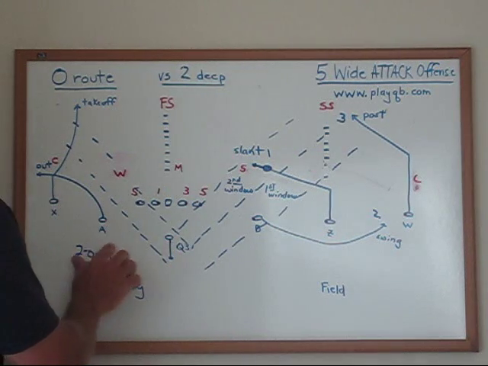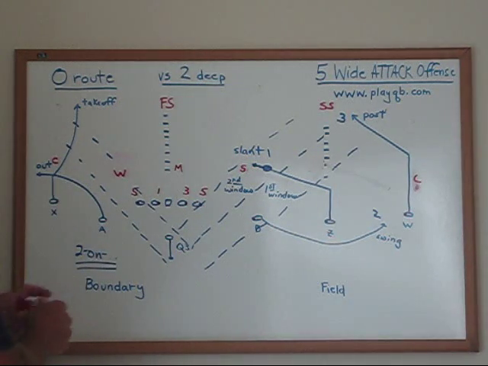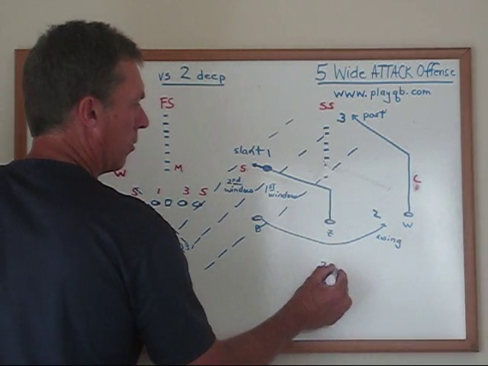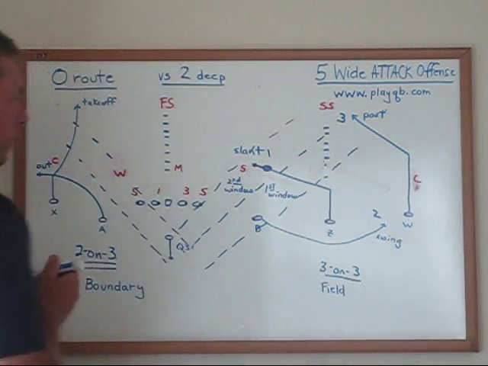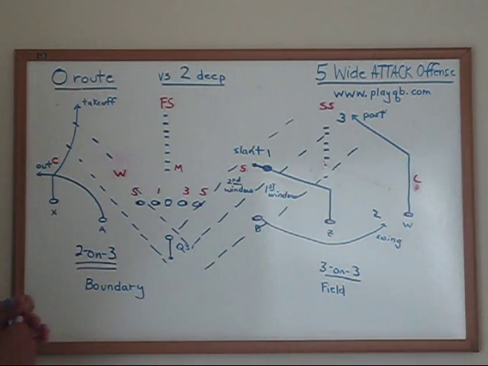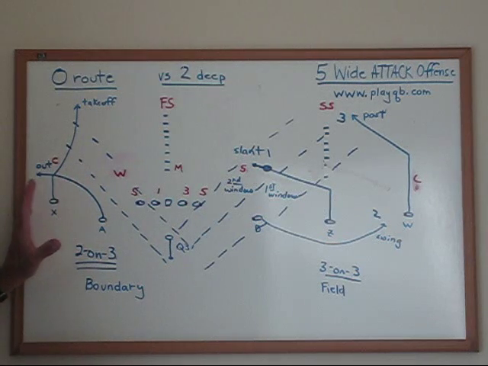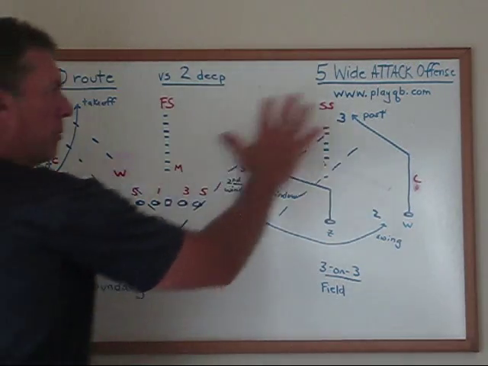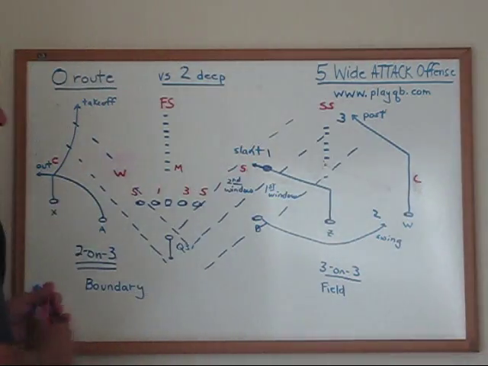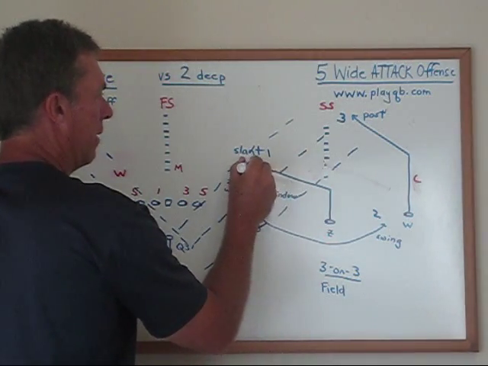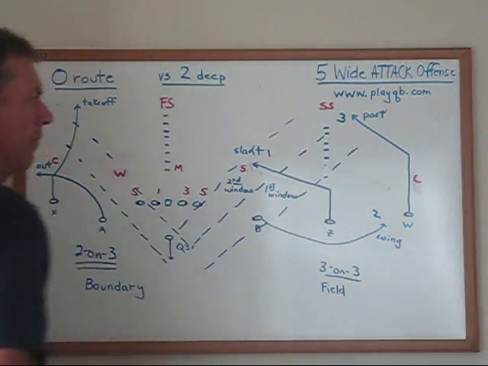Okay? And so what we have now is we have a situation where in essence we're 2 on 3 into the boundary, and we're 3 on 3 into the field. So let's look at the zero route. Obviously, we try not to work where we don't have numbers. So the initial thought of throwing into the boundary is we're going to move over to the field and not try to work this and put anything in there, because we have all this space and we're 3 on 3.